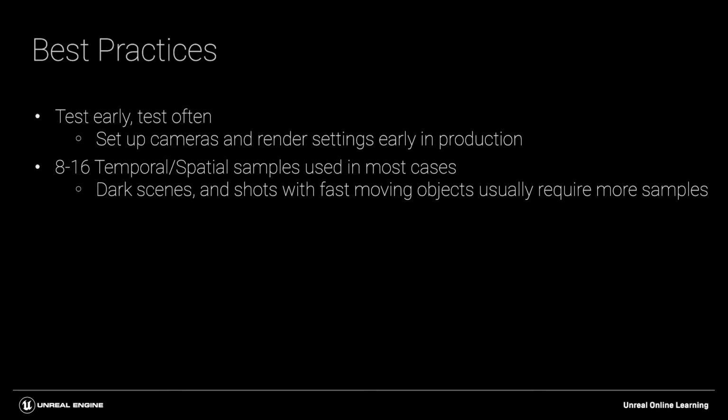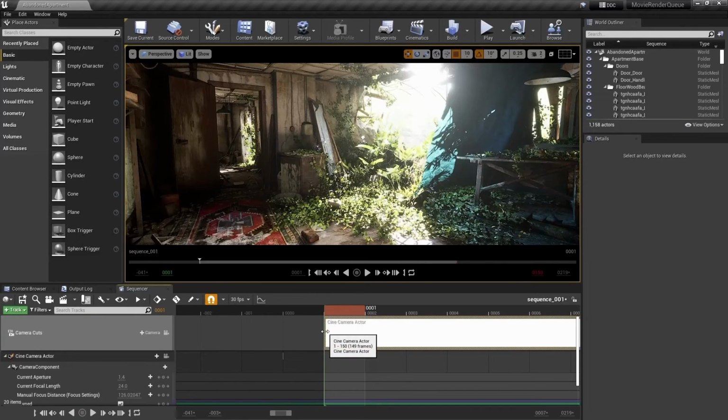So, for example, shots with a lot of shadows often need way more samples for denoising. And shots with very fast camera or character animations will need a lot more temporal samples, as opposed to a shot where the camera is mostly static, or just has a very slow pan. Again, test early and test often. You want to know as early as possible if you're getting crashes with your settings and resolutions.